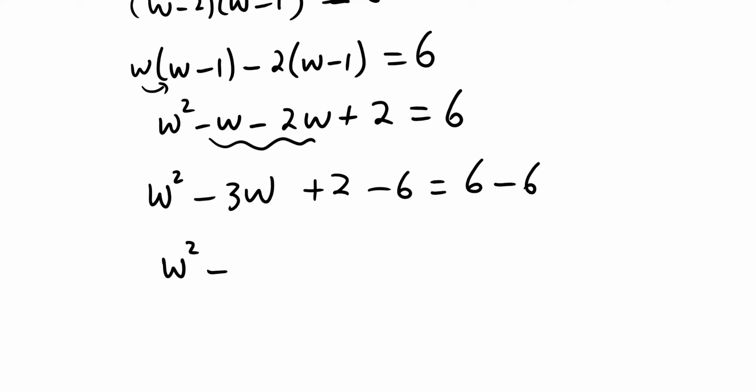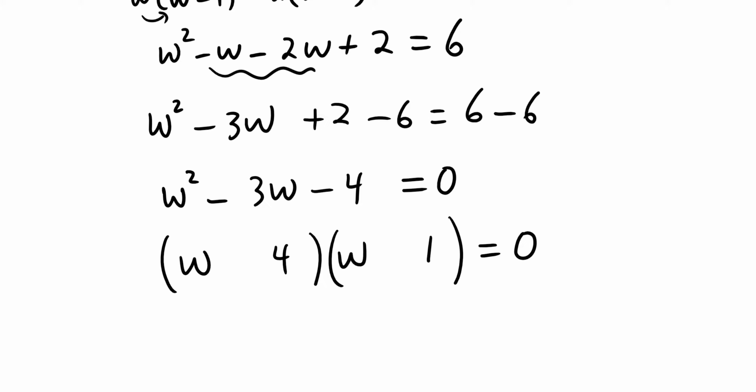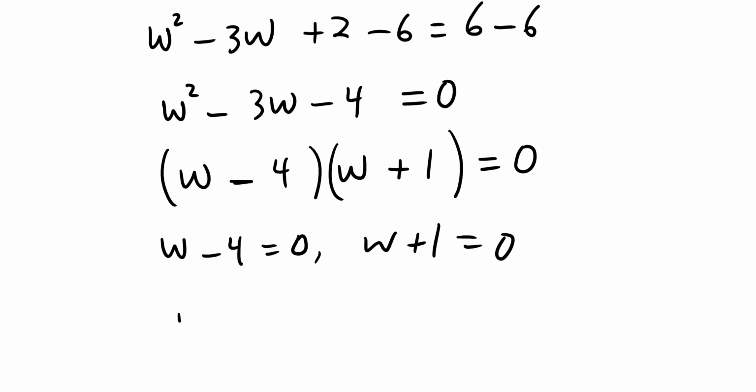Then W squared minus 3W minus 4 equals 0. On the left hand side, we can factor this because it's already equal to 0. If you try factoring by trial and error, 4 could be 2 by 2 or 4 by 1. So 4 by 1, minus and plus. Then W minus 4 is 0 or W plus 1 is 0. So what do we get? W equals 4 or W equals negative 1.